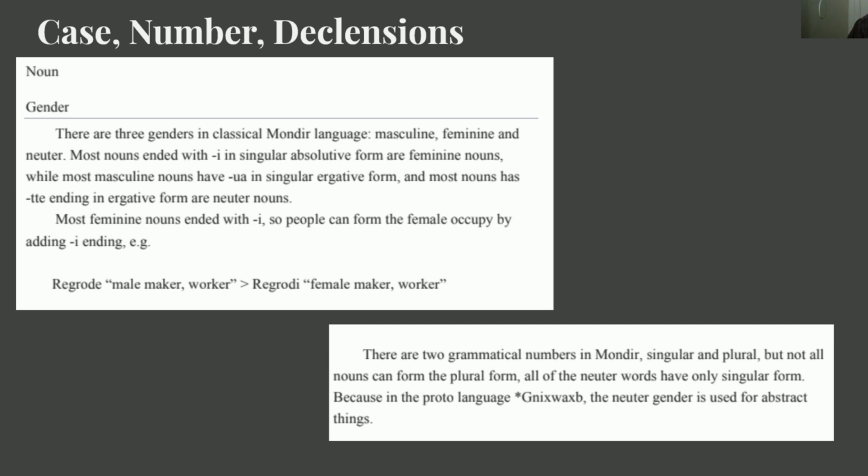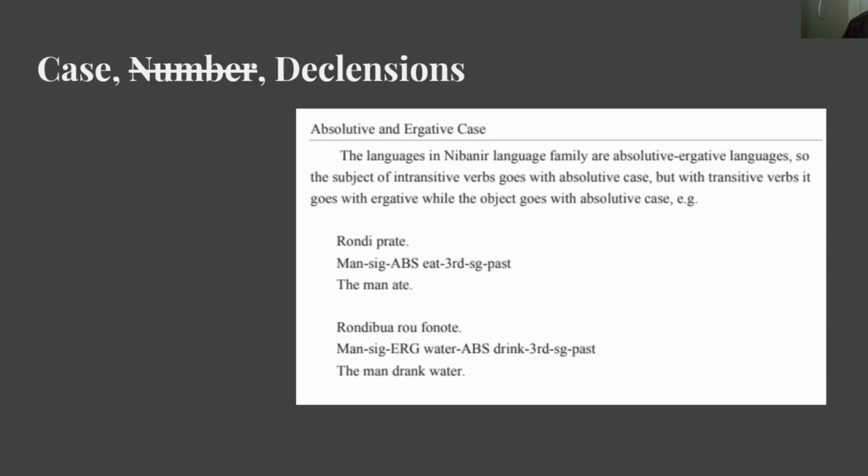Then there are 2 grammatical numbers in Mondir, just singular and plural, but not all nouns can form the plural form, as all of the neuter words have only their singular form. Kind of similar to autotune, except it's for physical objects and concepts. Anyway, then we have the cases.